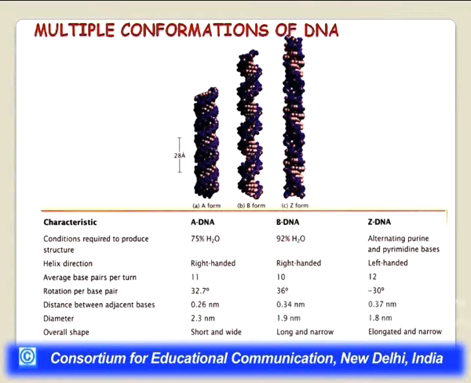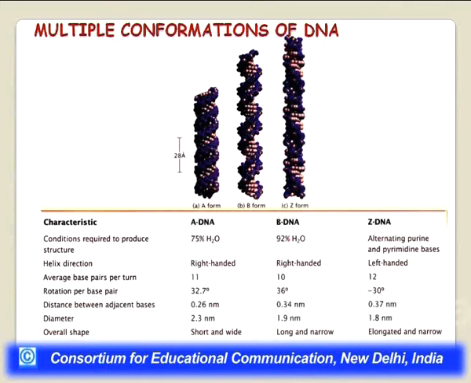As you can see, the condition required to produce the A form DNA is that it has 75% water content, whereas if you increase the water content, it gives rise to B DNA, at 92% water content. Franklin produced X-ray diffraction data of this B form of DNA, whereas Wilkins produced the data for the A form of DNA. So, the only difference is majorly the water content, and because of this water content, certain parameters of the DNA change.